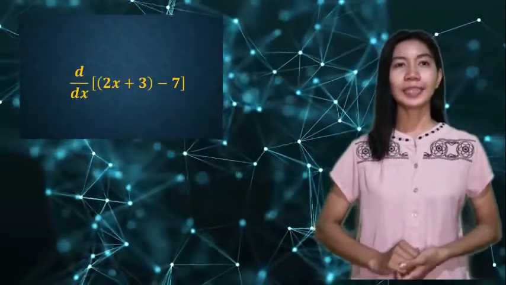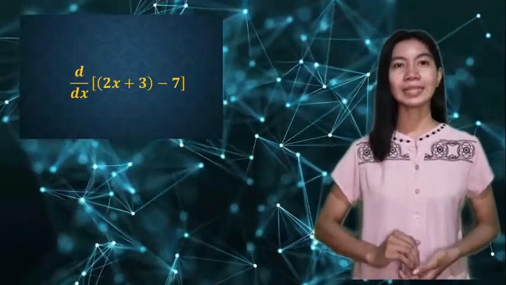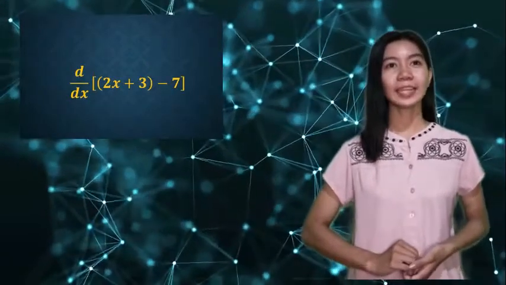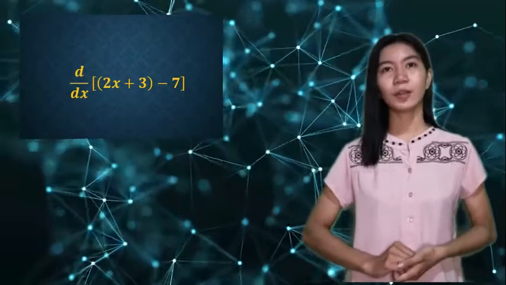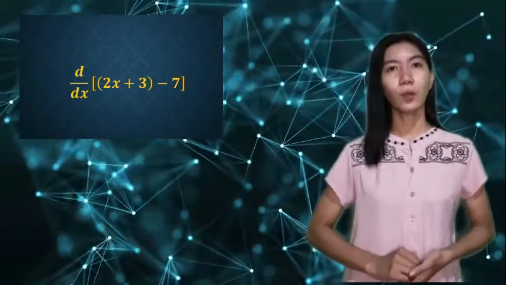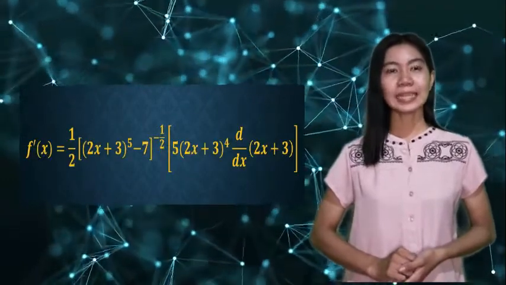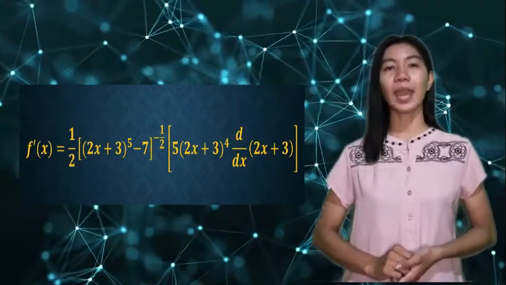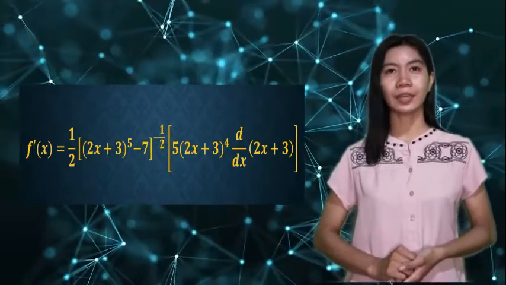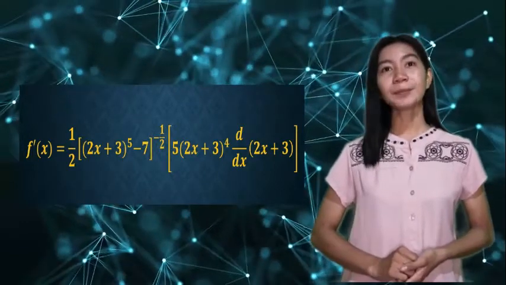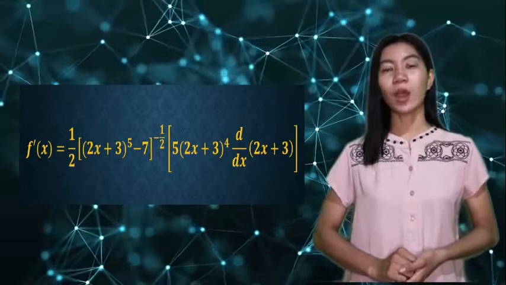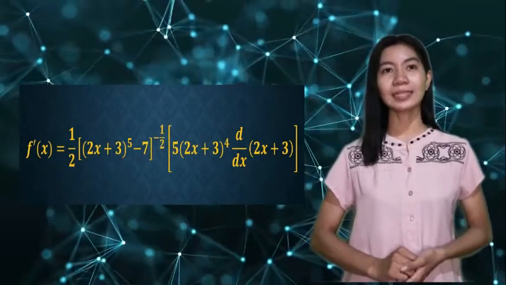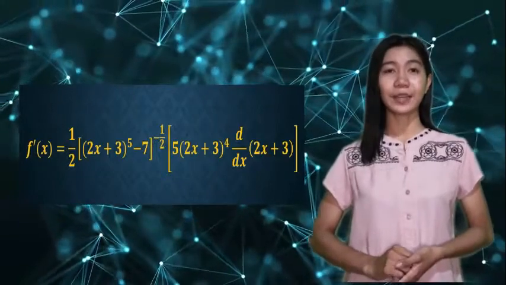So, we're going to multiply all this by the derivative, d over dx of 2x plus 3, minus 7. Before we forget, we still need to get the derivative of our negative 7. The derivative of negative 7 is equal to 0. So, we have f prime of x equals 1/2 multiplied by (2x plus 3 raised to 5, minus 7) raised to negative 1/2 multiplied by 5 multiplied by (2x plus 3) raised to 4 multiplied by d over dx of 2x plus 3, and this can be simplified even further.